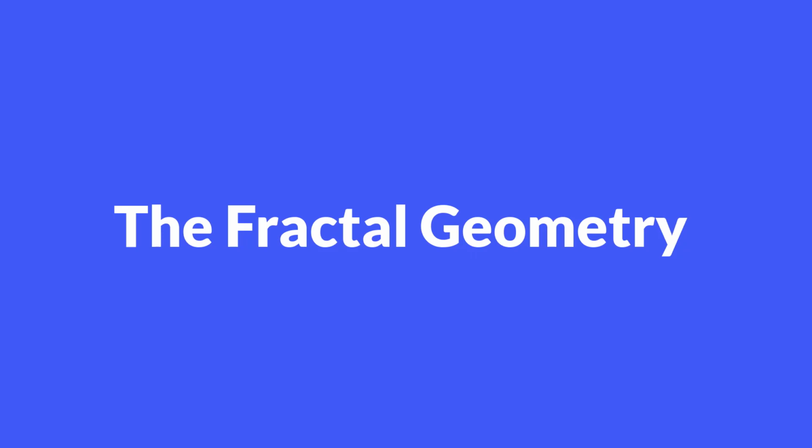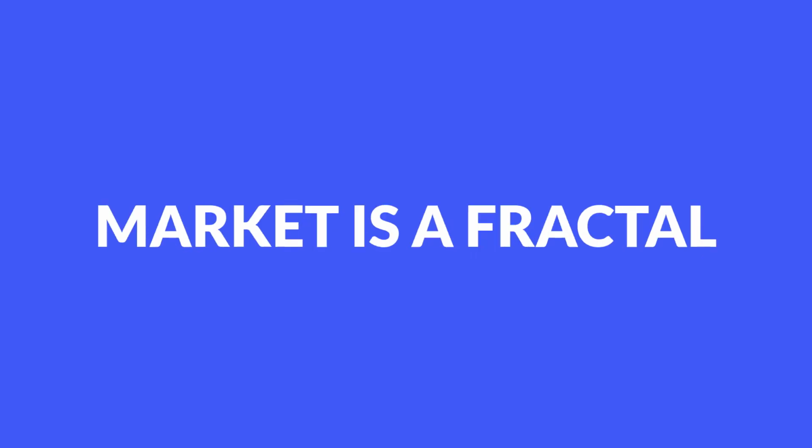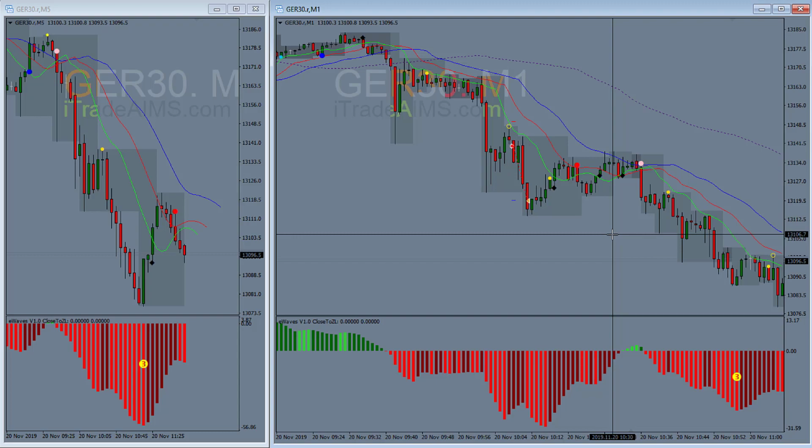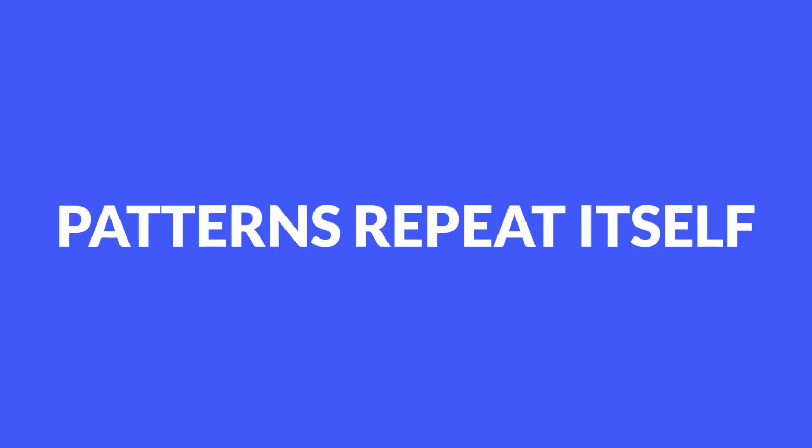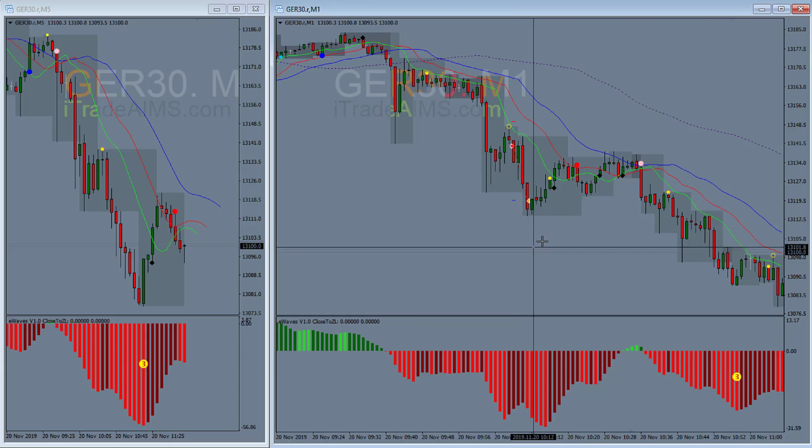The fractal geometry of the market. So the market is fractal geometric, first of all, right? And that means that it has self-similarity. So whatever pattern that you see on one time frame, you would see the same type of pattern on all different time frames. Not at the same time, but that pattern will be there. So setup 1 is one of those patterns.